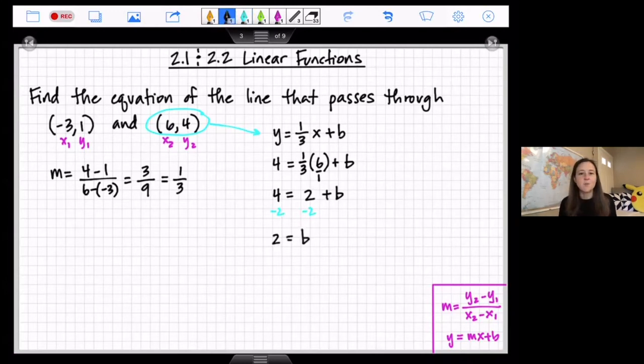Like I said, there's lots of other ways to figure out that b is equal to 2. If you have a different way of doing it, that's fine. This tells me, together with what I had before, that my equation is 1/3 x plus 2.